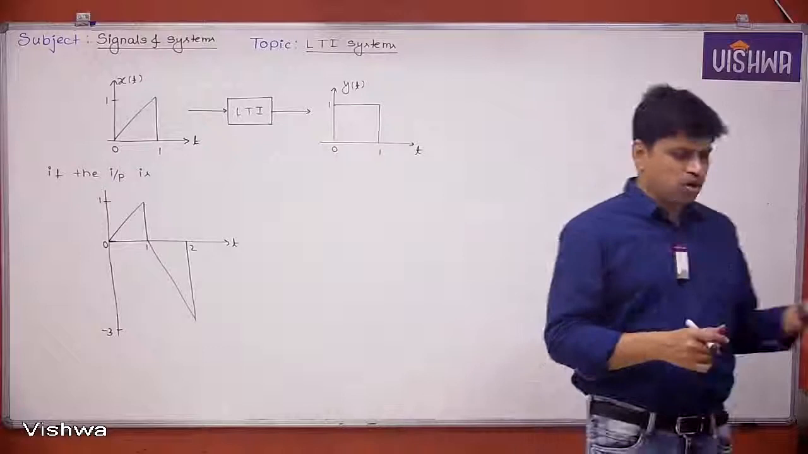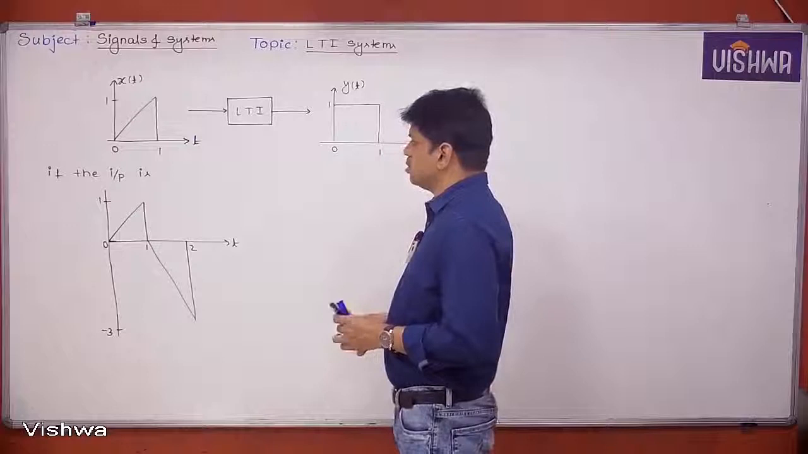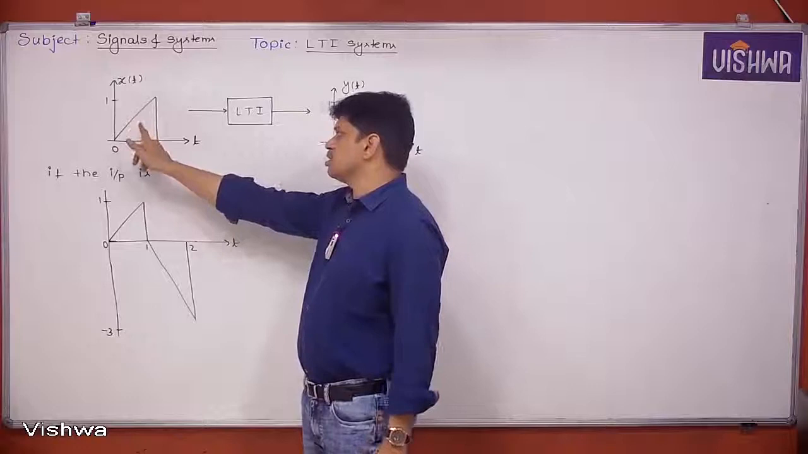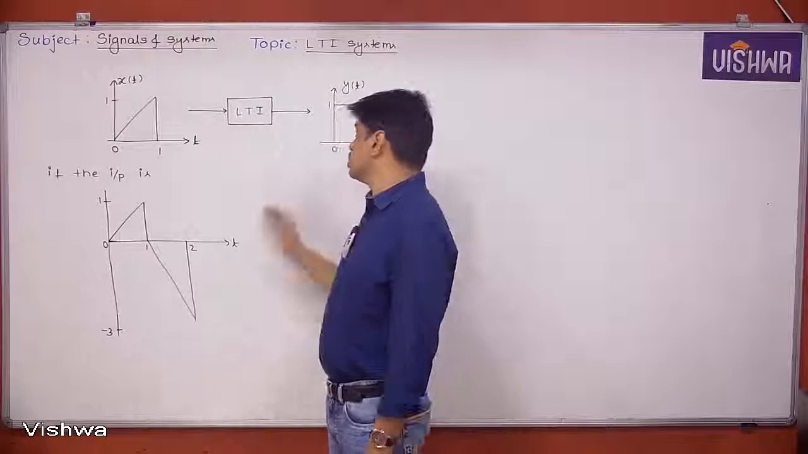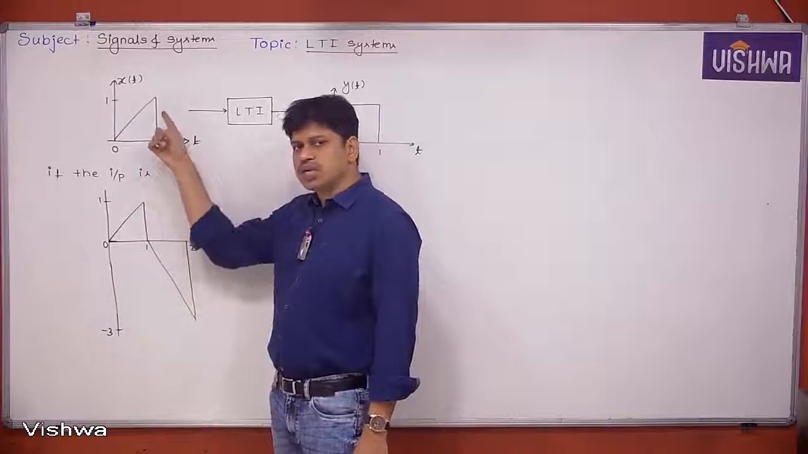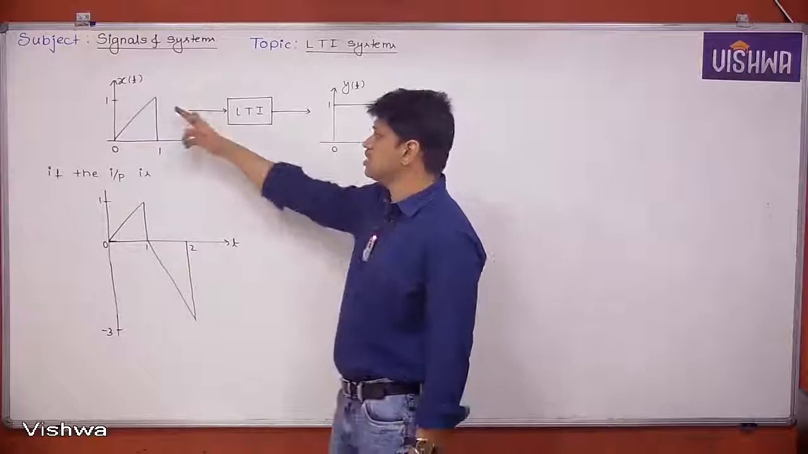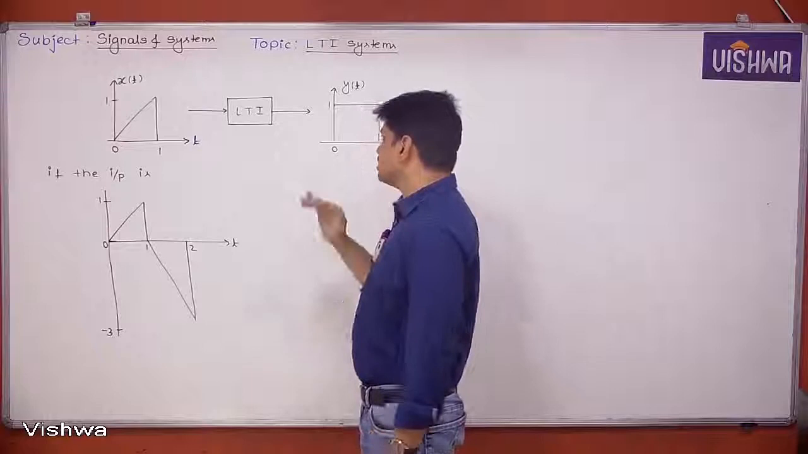So try to understand. Many people will make a mistake here: they will assume that this is nothing but differentiation, that means if you differentiate x of t, you get y of t. That's not correct. Why? Because if you differentiate this curve, you have to get an impulse at one. But are you getting the impulse function at one? Because there is a sudden jump from 1 to 0, there must be an impulse function, which is not there. So definitely that is not the relation between them.